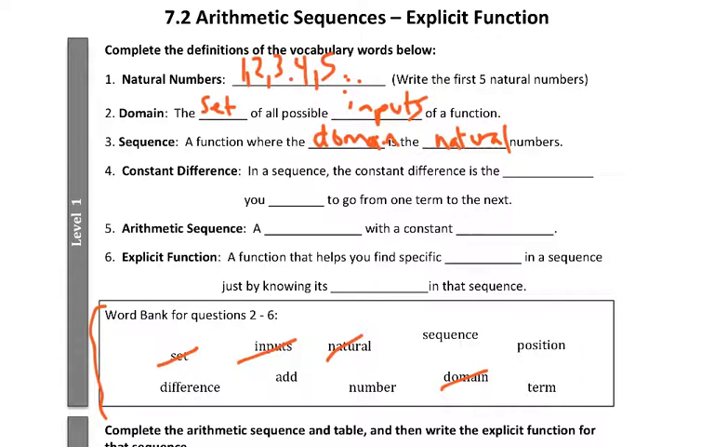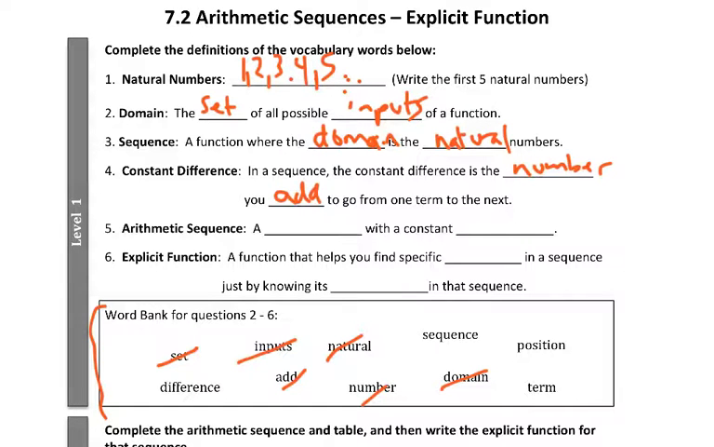So that's pretty neat. Okay, a constant difference. In a sequence, the constant difference is the number you add to go from one number to the next. Now, there's going to be examples where you're going to want to subtract, but remember that subtracting a number is the same as adding a negative. So you need to be very careful as we talk about constant differences to make sure you're doing that. So we'll talk about that soon.